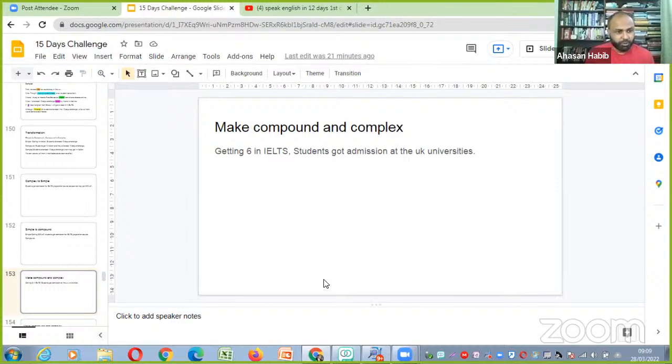Thank you. So still I'm waiting to see 2 more sentences. One is compound, the other is complex. Type in the chat box very quickly. Right. So I think by this time you understood. So give me the first sentence compound, then give me second sentence complex.